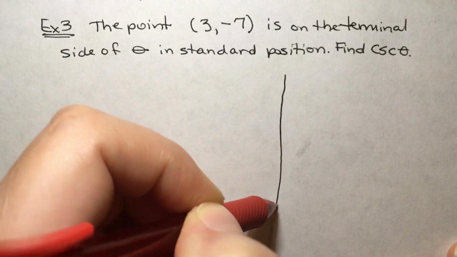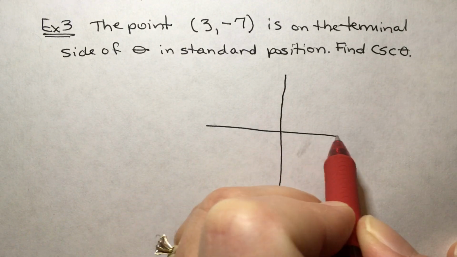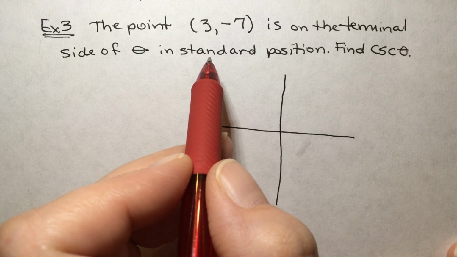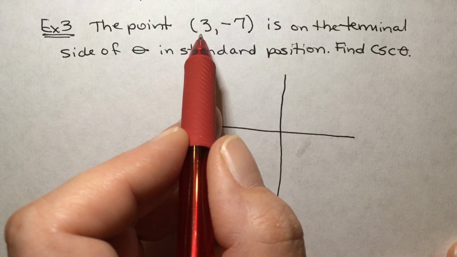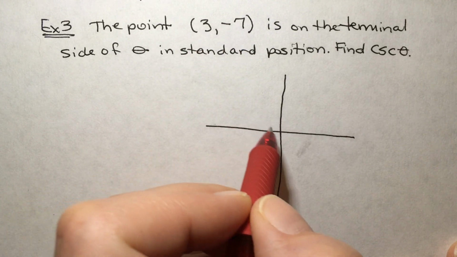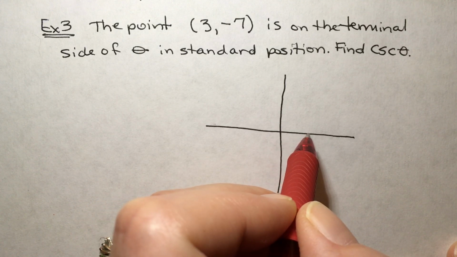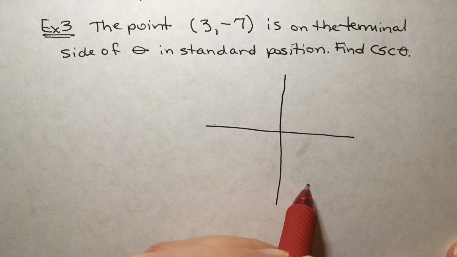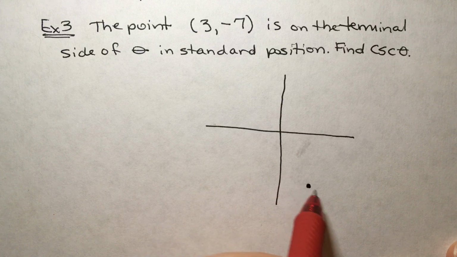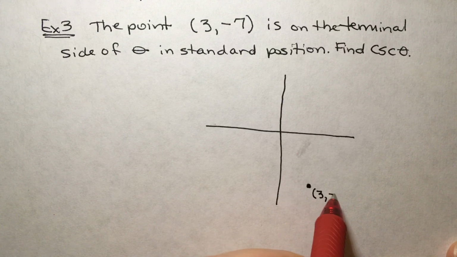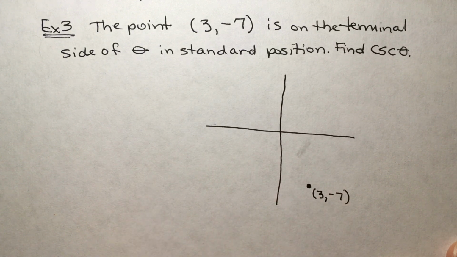Go to this side this time. So I need to find the point 3, -7. Okay, so 3, -7. Notice I'm not making a bunch of tick marks. I don't have time for that. I'm going to skip straight to the chase. 3, -7 is down in the fourth quadrant somewhere.